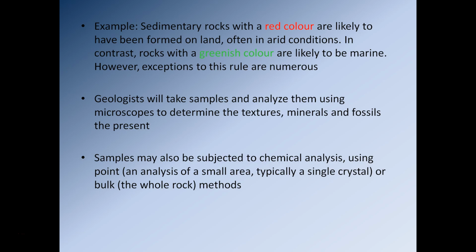There are a few things we need to think about. Let's think about colour first of all. In the vast majority of cases, most sedimentary rocks vary somewhere between a light grey and a dark grey, so in most cases colour is not particularly helpful. However, in some cases the colour of the rock can give us some indications. If your sedimentary rock has a red colour, it's likely to have been formed on land, often in arid conditions. In about 90% of cases, if you come across a red sedimentary rock, chances are it was deposited in desert or semi-desert conditions.